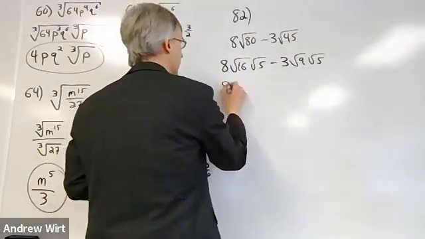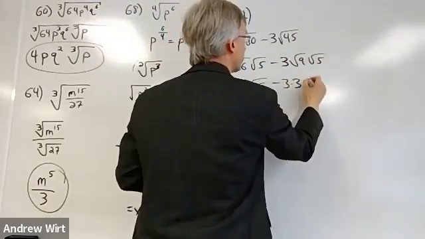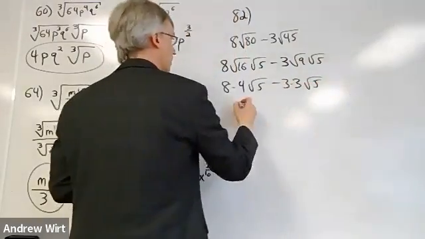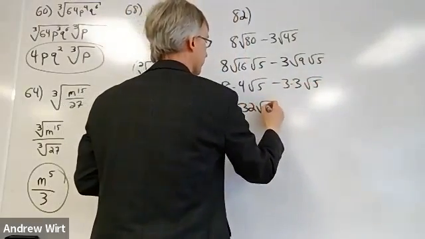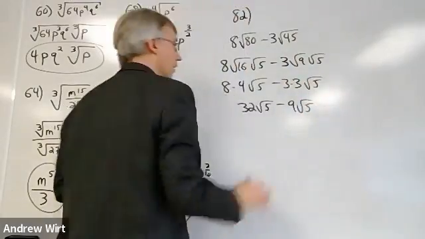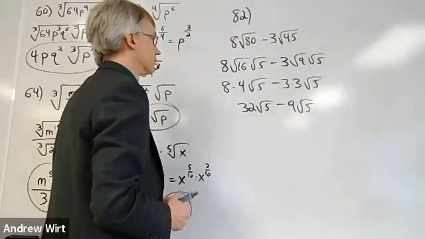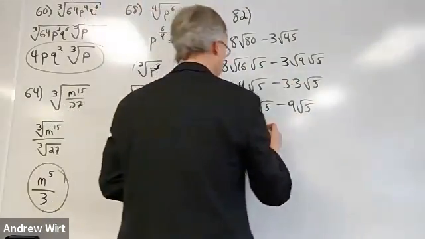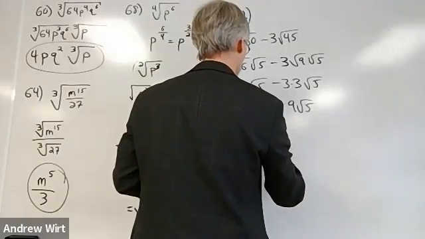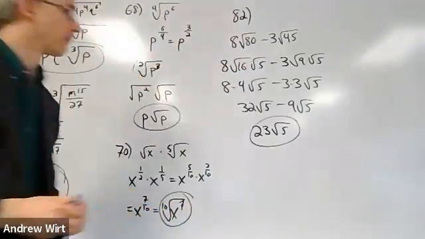And so this gives us 8 times 4 times the square root of 5 minus 3 times 3 times the square root of 5. So we got 32 square roots of 5 on the left minus 9 square roots of 5 on the right. All right, now we've got like terms. So we'll take 32, subtract 9 from that, and get 23 square roots of 5.